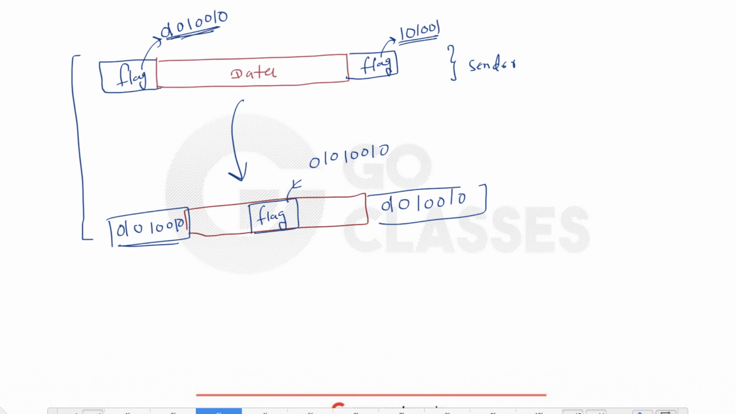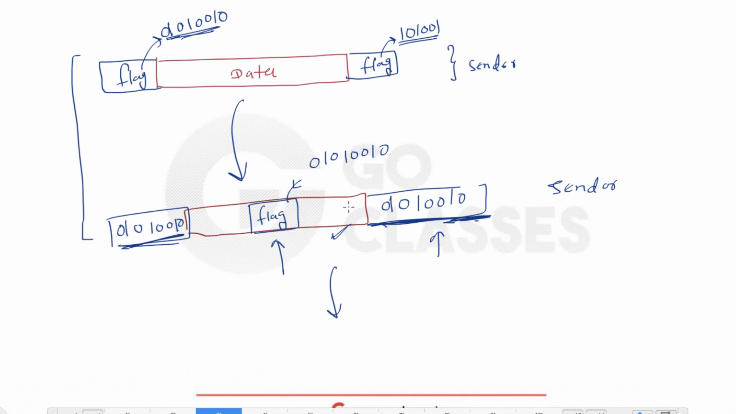This is at the sender side. Now what will the receiver do? After receiving it, the receiver will think that my data is between two flags. So one flag it will find at the start, and another flag it will find within the data only. But the receiver doesn't know that this flag is within the data, which means the receiver will think the data is between these two flags only, and by mistake the receiver will take this as the data.